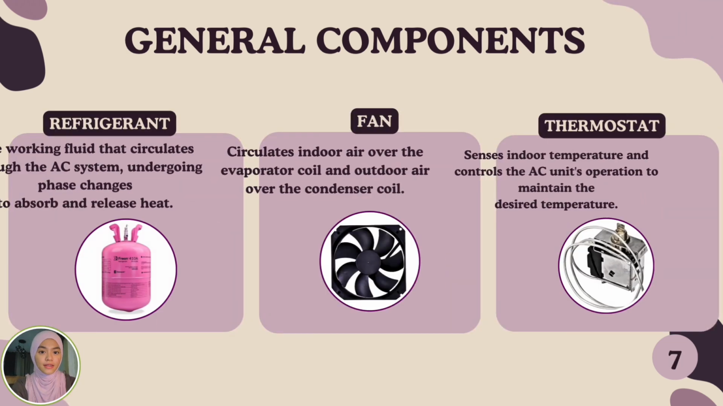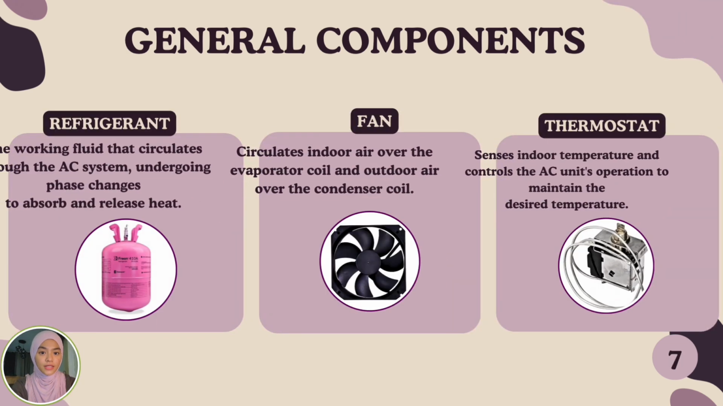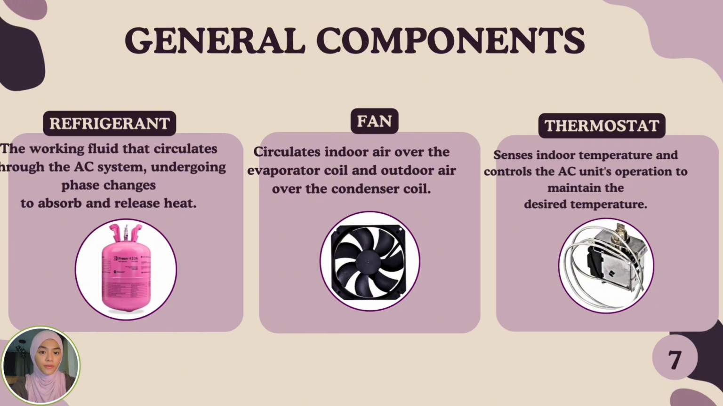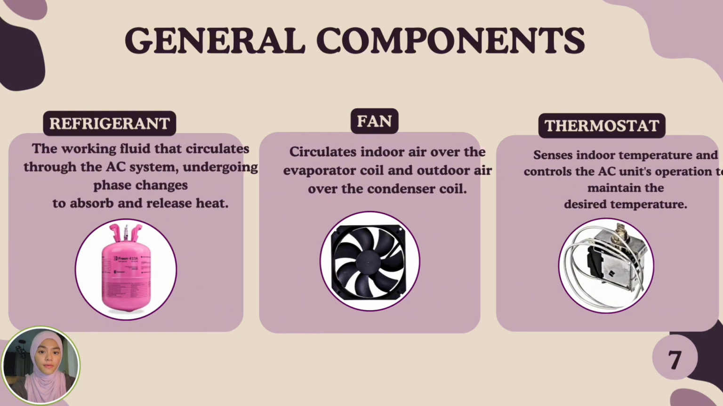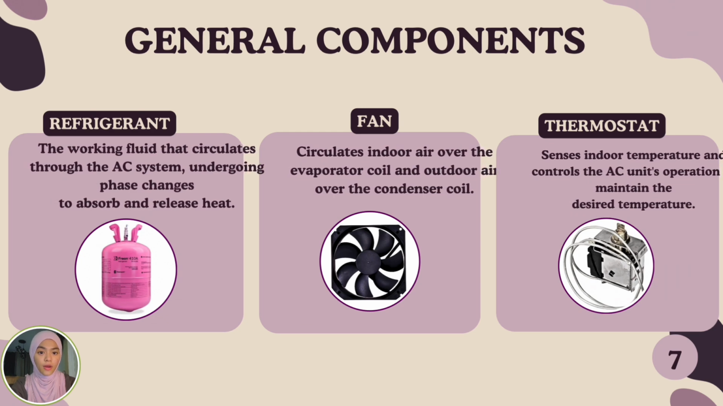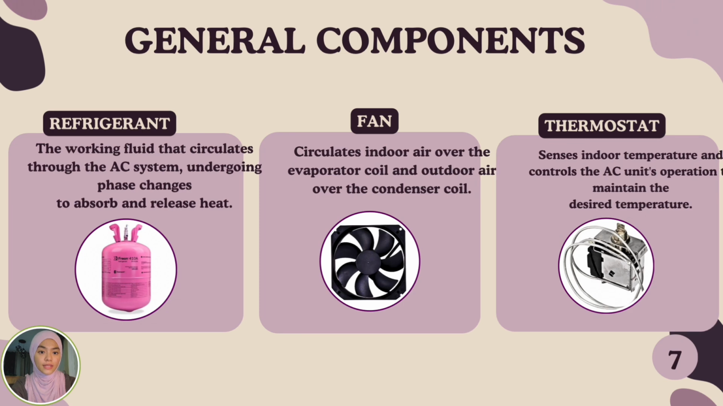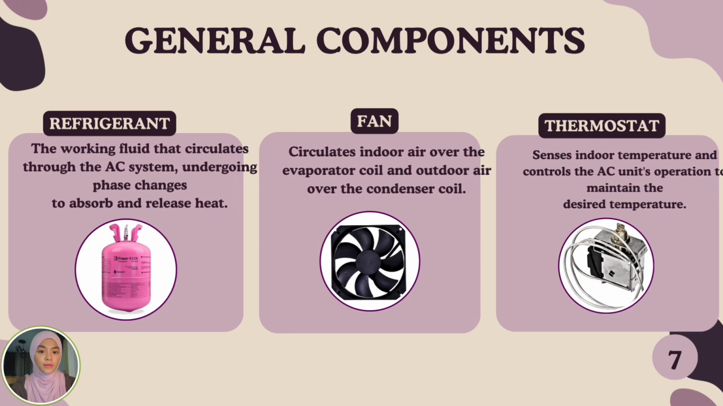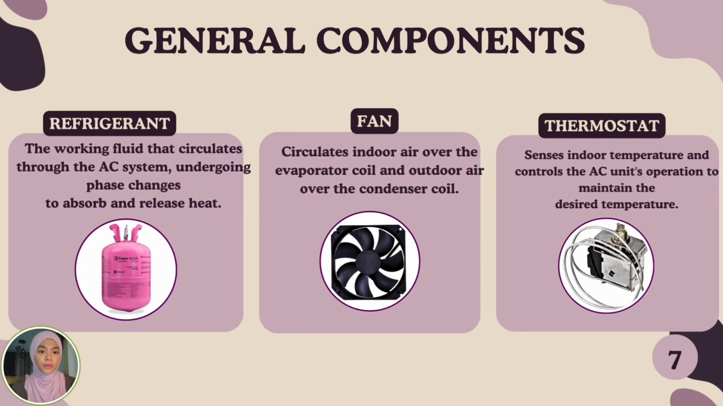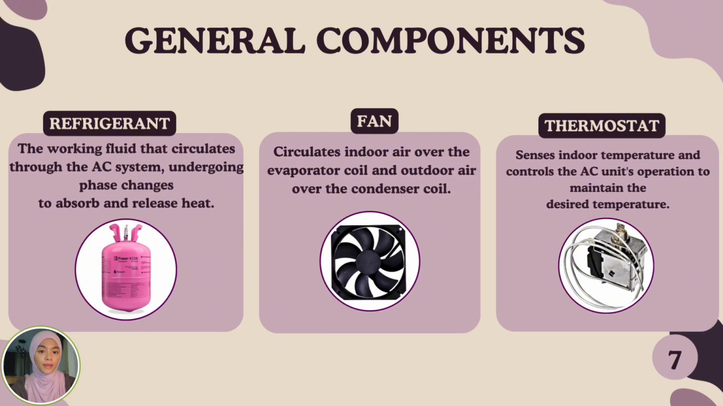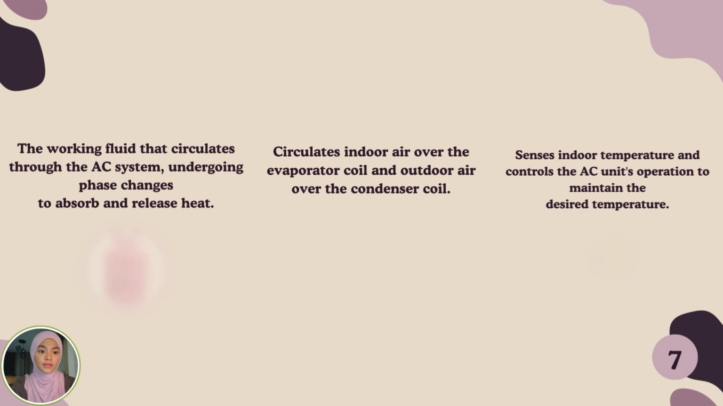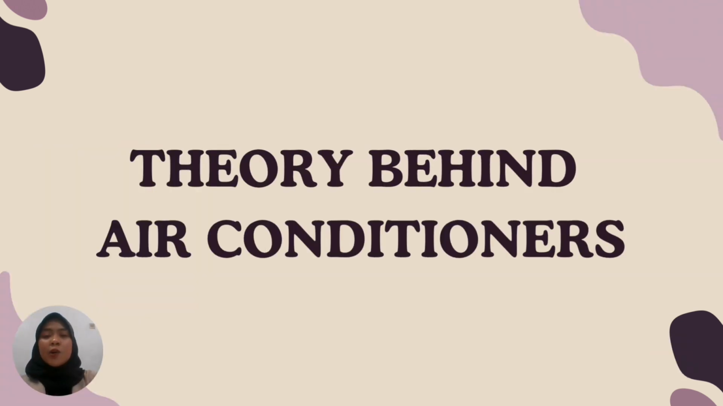Next, refrigerant: the working fluid that circulates through the AC system, undergoing phase changes to absorb and release heat. Fan: circulates indoor air over the evaporator coil and outdoor air over the condenser coil. Thermostat: senses indoor temperature and controls the AC unit's operation to maintain the desired temperature. These are the theory behind air conditioners.